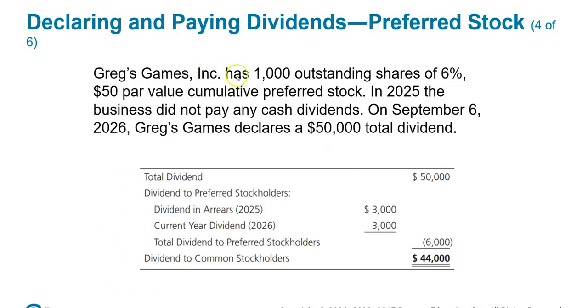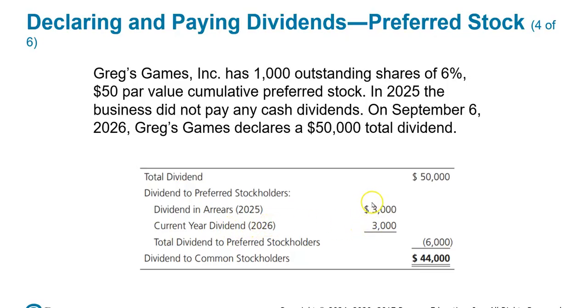So Greg's Games Inc. has 1,000 shares of 6% $50 par value cumulative preferred stock. In 2025, the business did not pay a cash dividend, which means they would have $3,000 in arrears. On September 6, 2026, Greg's Games declares a $50,000 total dividend. So that's the total going to preferred first and then common stockholders. The dividend in arrears to preferred stockholders for 2025 is $3,000. The current year dividend for 2026 is $3,000.